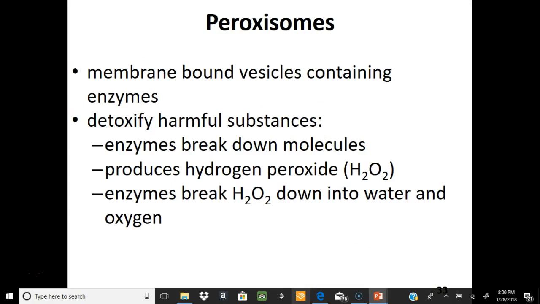Peroxisomes are structures very similar to lysosomes in shape, but they're smaller than lysosomal vesicles. Peroxisomes also have enzymes inside of them. These enzymes tend to break down molecules and produce a byproduct called hydrogen peroxide, so they use oxidation processes. Hydrogen peroxide, which is also toxic to our cells, can be broken down by other enzymes inside of the peroxisome to water and oxygen, which is not harmful to our cells.